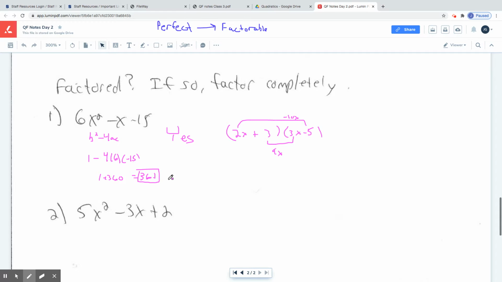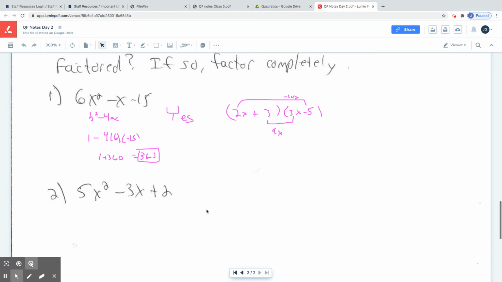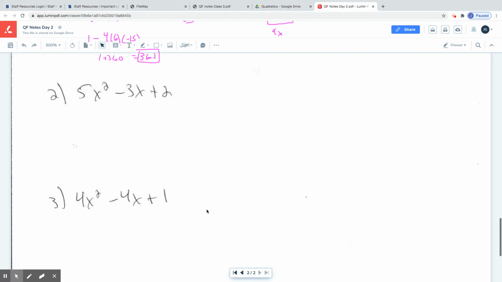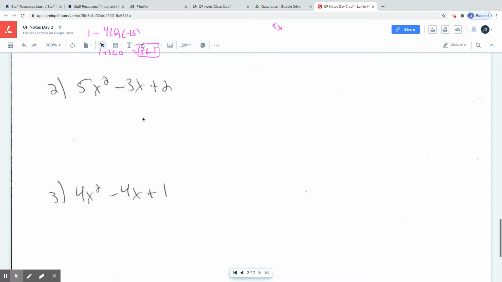Now, if this wasn't a perfect square, we would just write prime. It cannot be factored. Okay, so you find the discriminant. If it can be factored, then you're supposed to factor completely. All right, go ahead and try these 2 examples doing exactly what we just did above. All right, let's see how we did.